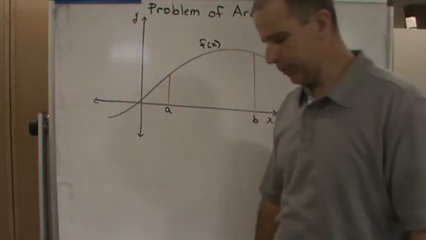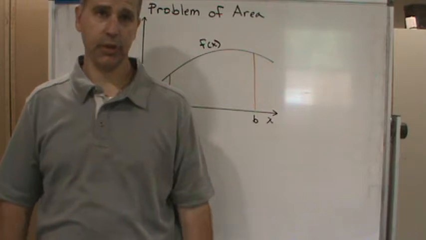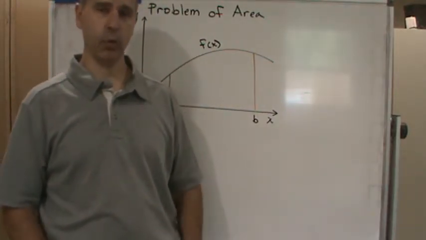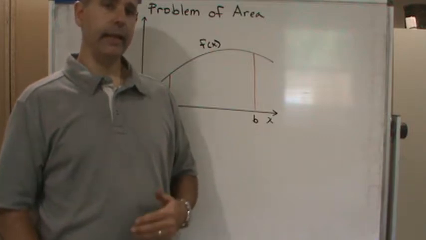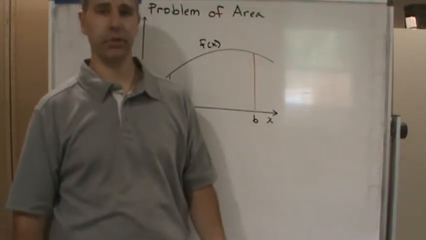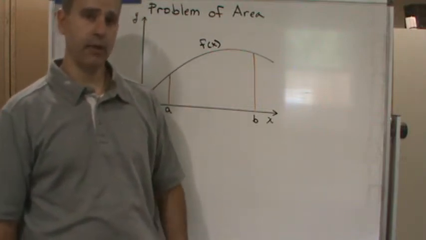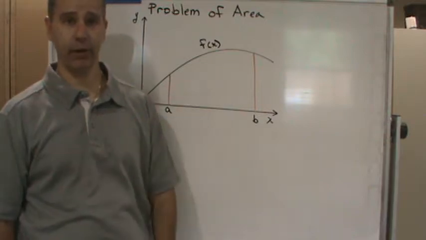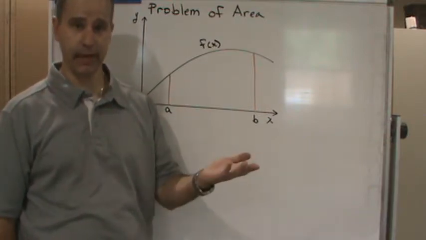So what we're going to do is approach this the same way that we approached the other problems, the idea of approximating. We're going to simplify things in order to approximate what the area would be. So what would be the simplest thing we could do? Well, the simplest thing we could do is use rectangles. It's easy to find the area of a rectangle, base times height.